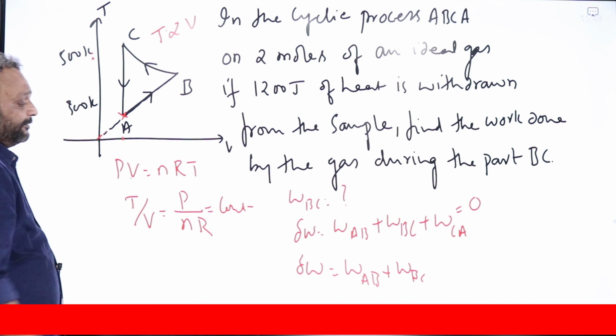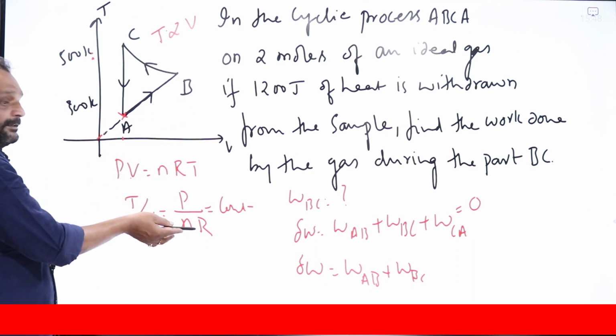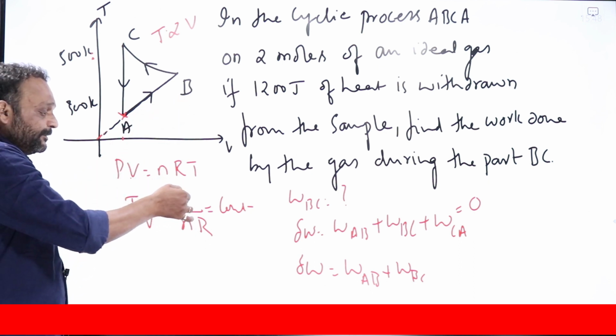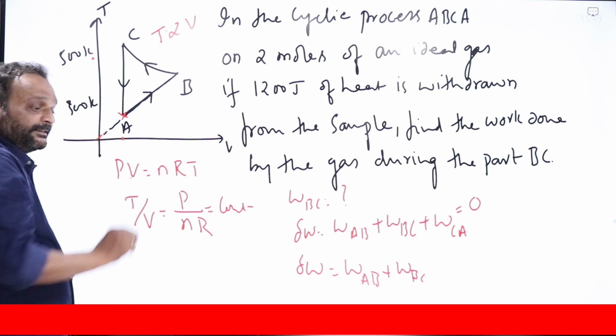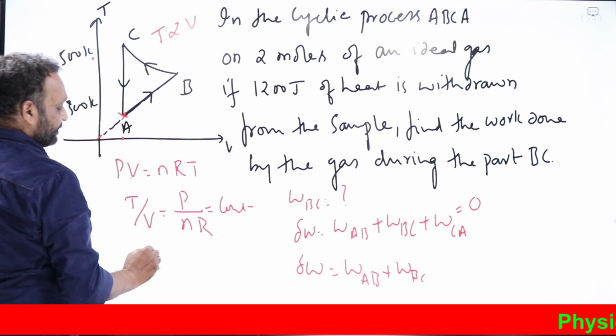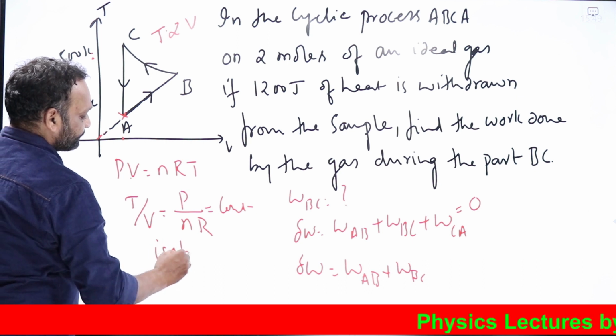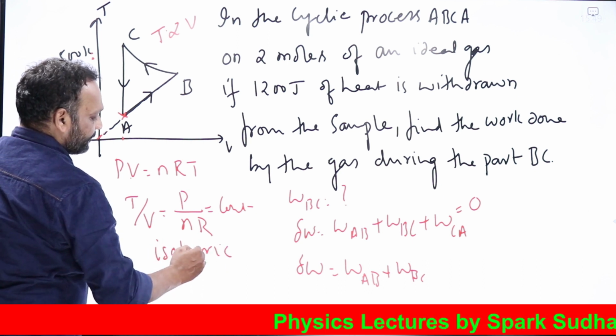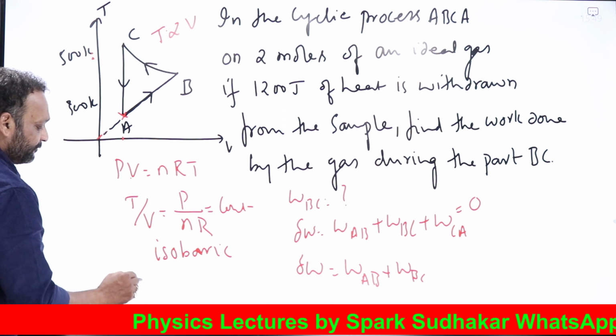P by nR is equal to constant means n is anyway constant, 2 moles given, R is the gas constant itself, which implies pressure is also constant. That is, this AB process is an isobaric process. In an isobaric process, what is the work done?